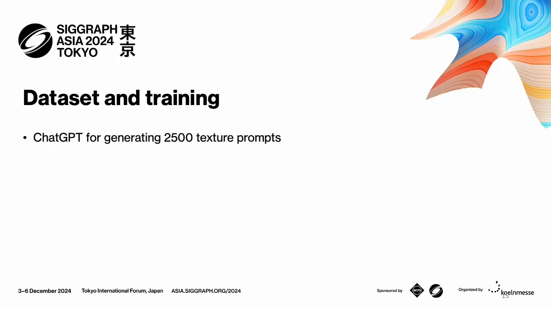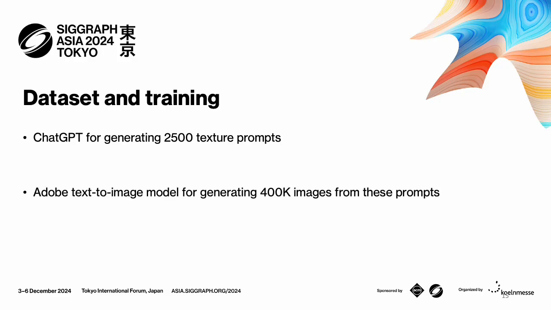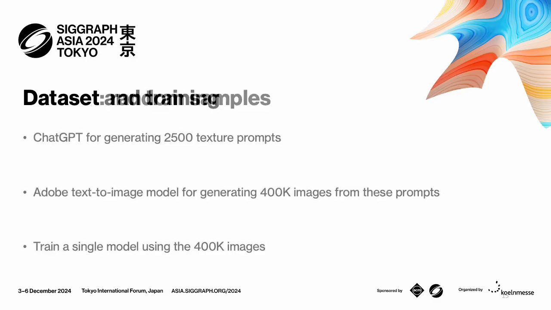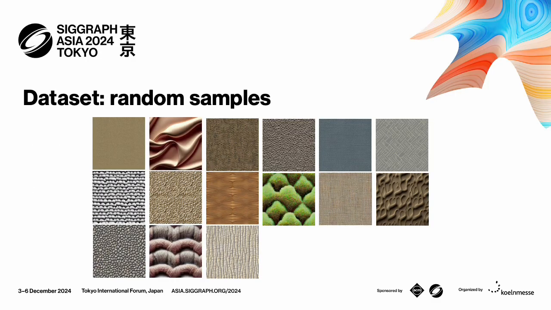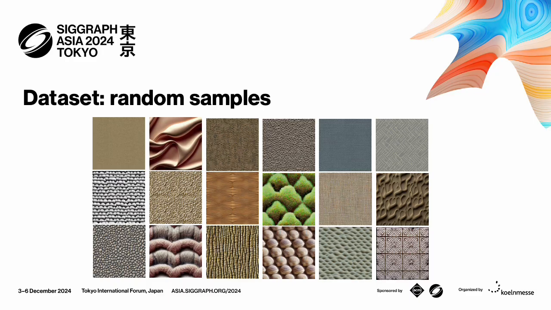Here we briefly talk about the dataset and training. We use ChatGPT to generate 2,500 textual prompts, and we use the Adobe text-to-image model to generate 400k images from these prompts. And we train a single model using the 400k images. And here we show some random samples from our generated dataset.